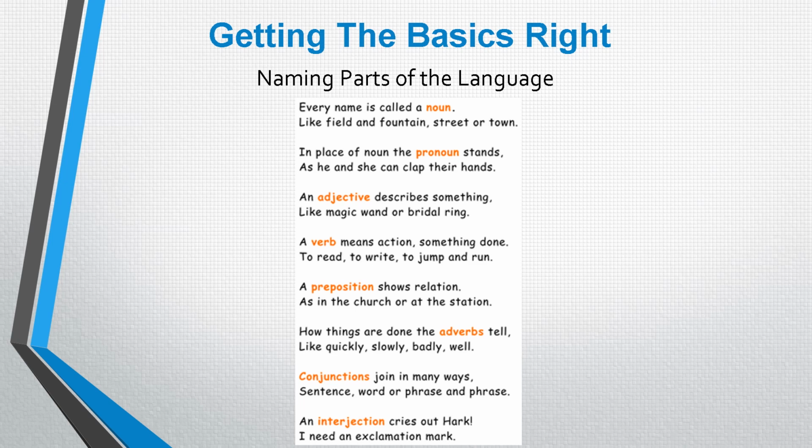So hopefully it's fairly obvious through that poem, but let's just quickly go over those again. So nouns are the names of people, places, or things. So the capital of England is London. So England and London are the nouns there.